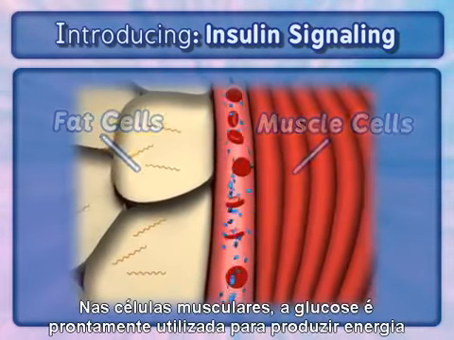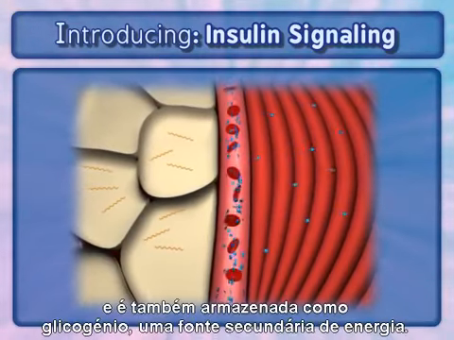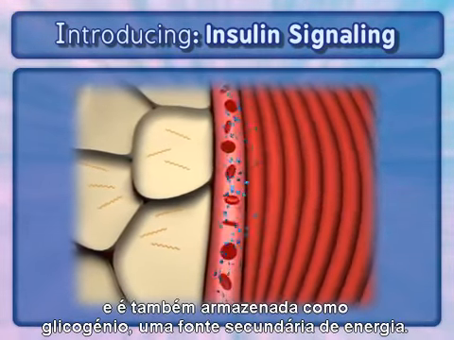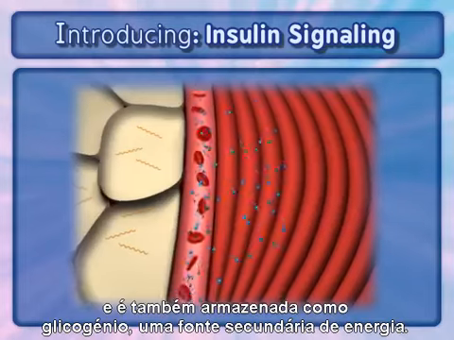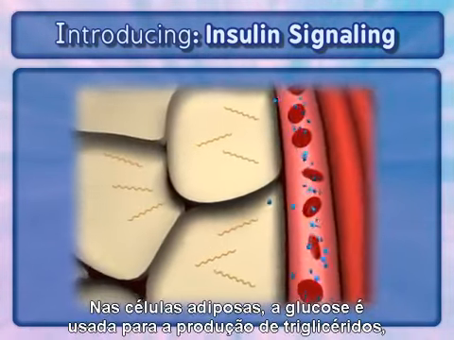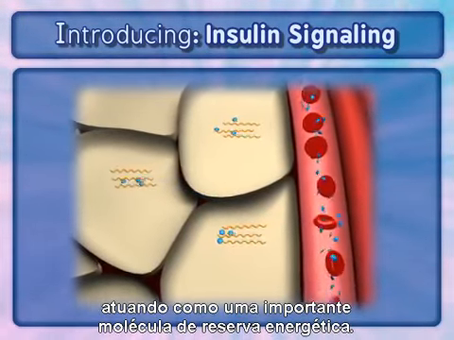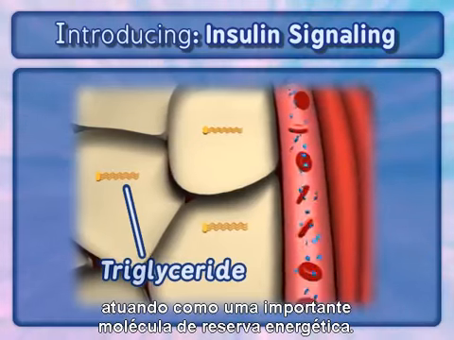In muscle cells, glucose is readily used to produce energy and is also stored as glycogen, a secondary short-term energy source. In fat cells, glucose is used for triglyceride production and acts as an important energy reserve molecule.